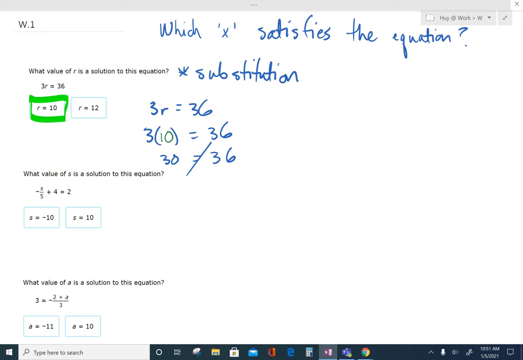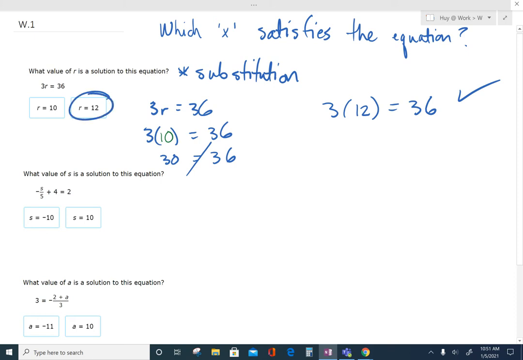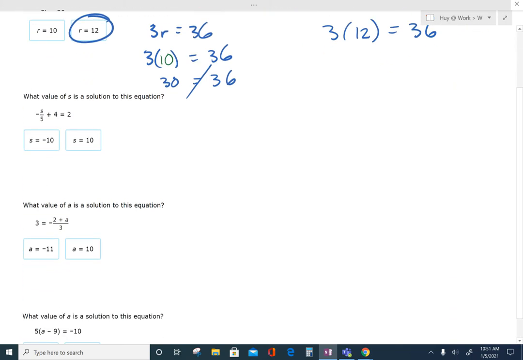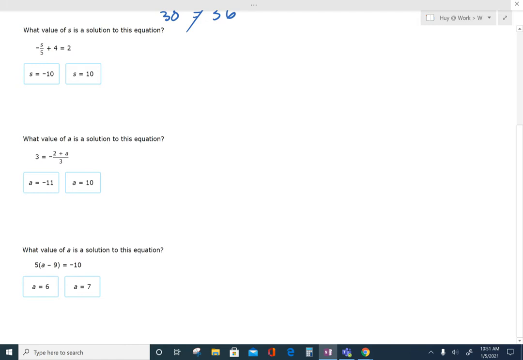Our second answer choice is r equals 12. So if we try that answer choice, 3 times 12, does it equal 36? Yes, it should. So I'm going to select r equals 12 as our answer, okay? So all we're doing is substituting our answer choices into these equations and checking the solutions, see if they work out, right?